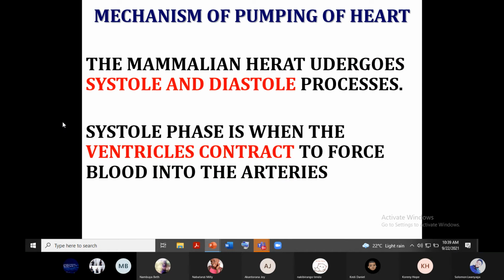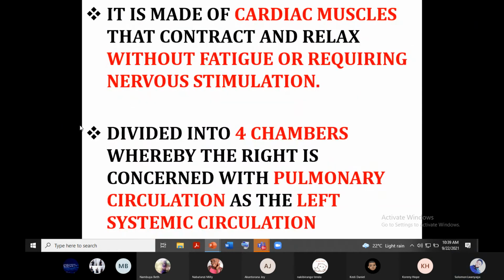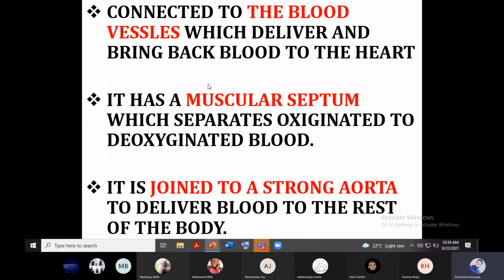Okay, let me go back. I skipped something. Yes, we are here. The heart is connected to blood vessels which deliver and bring back blood to the heart. It has a muscular septum. When you draw the heart, like I've told you in your assignment, you will see that the septum is the wall that divides the right part of the heart from the left part of the heart.